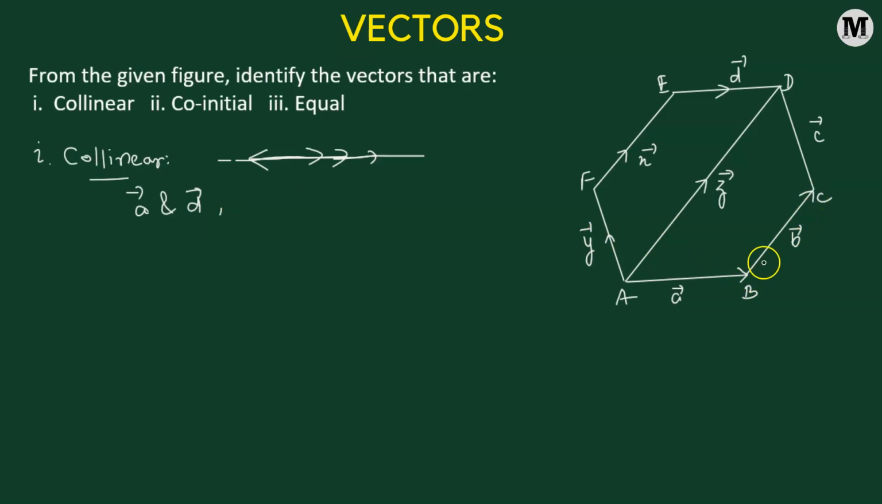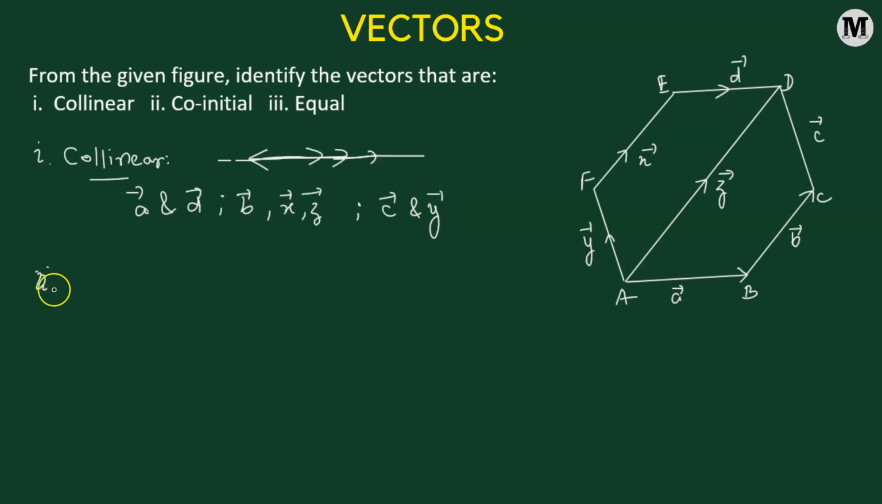Then we can pick up vector B. Now vector B and vector X are collinear. However, we see that the vector Z is also parallel to both B and X. So these three vectors, B, X and Z, are collinear with each other. Then we have the vector C. Vector C is going to be collinear with vector Y.